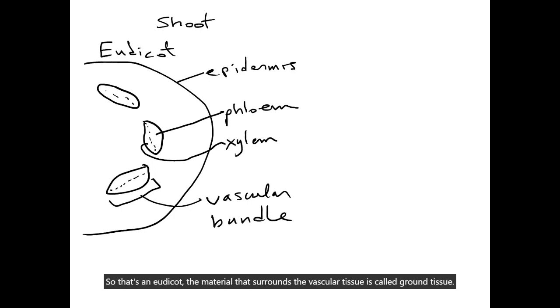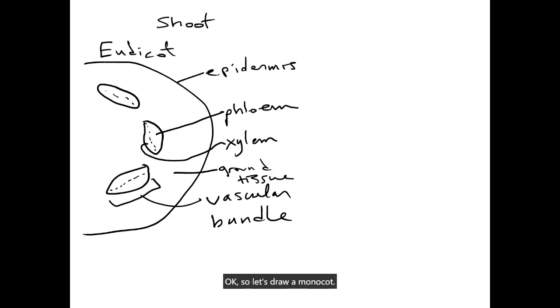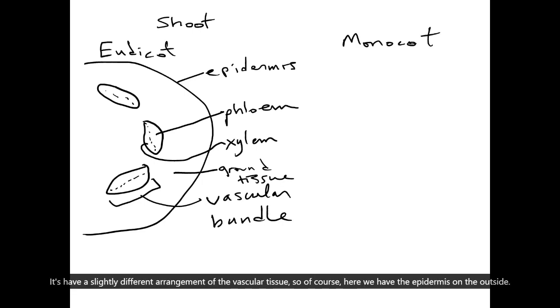So that's a eudicot. The material that surrounds the vascular tissue is called ground tissue. Okay, so let's draw a monocot. Monocots have a slightly different arrangement of the vascular tissue.